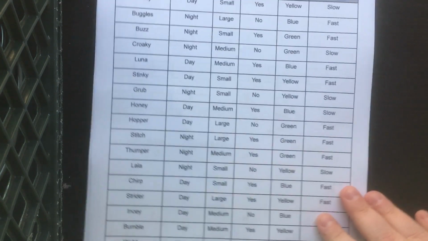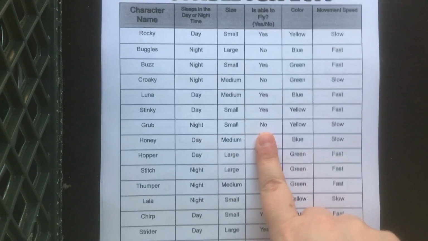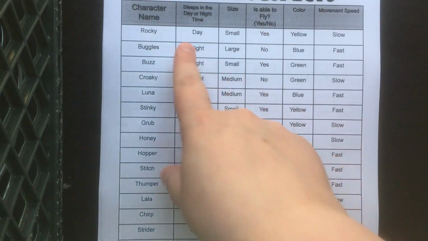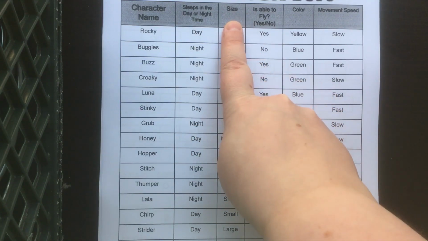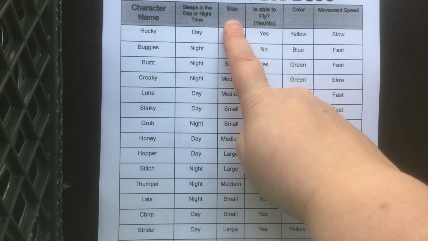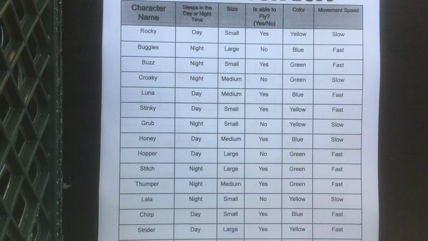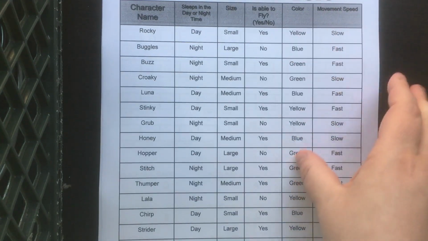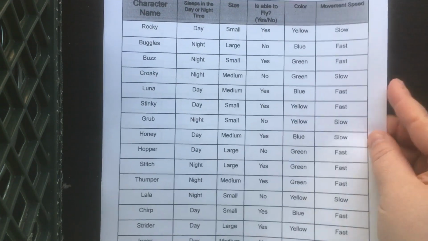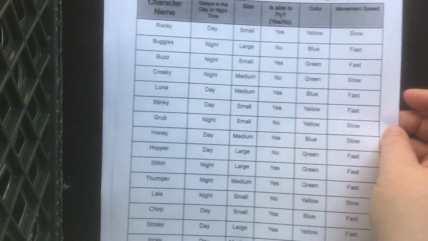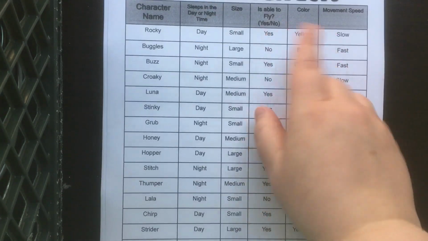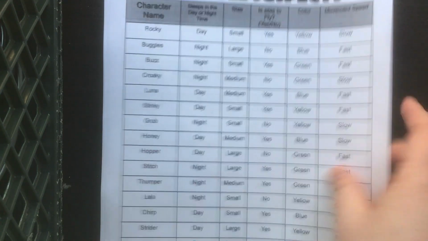Remember, when you solve a clue, it's going to give you ideas on who to cross off, whether it's sleep, stay, or night, the size of the bug, whether the bug is able to fly, its color, and how fast it moves, okay? So based on these clues, we're going to figure out which people we can cross off, okay?